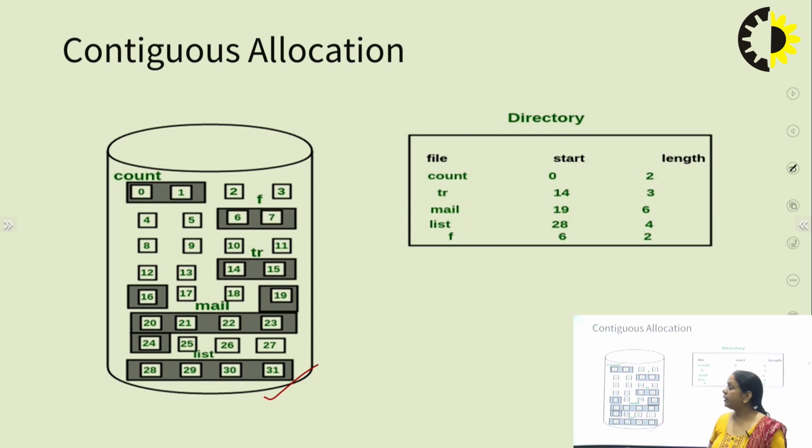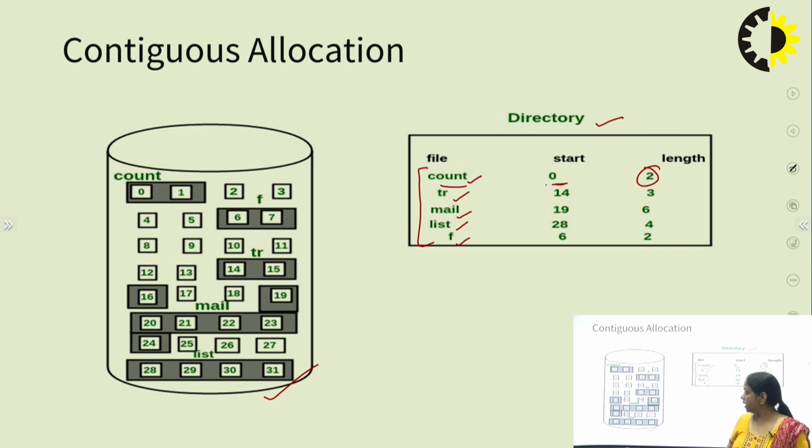Here we have directory information, which has information about multiple files. You can see here there are 5 files: count, tr, main, list and app. And the directory will store the metadata about the files. For example, this is the file count, and the starting block of count is 0 and the length is 2.